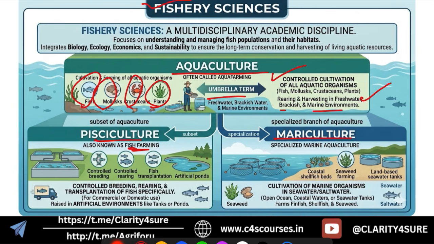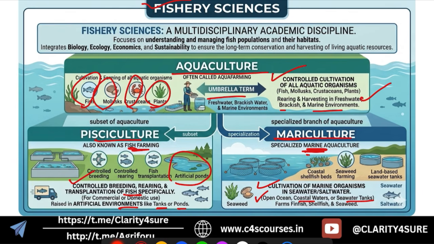Okay, so pisciculture is only fish farming. It is concerned only with the fishes. It is controlled breeding, rearing, and transplantation of fish, mostly in artificial ponds. Okay, so they are raised in an artificial environment like tanks and ponds, for commercial or domestic use. And mariculture is about marine aquaculture. Okay, marine, right? So the name is itself suggesting: cultivation of marine organisms in seawater or salt water. It can be in the open sea, in coastal waters, or in seawater tanks.